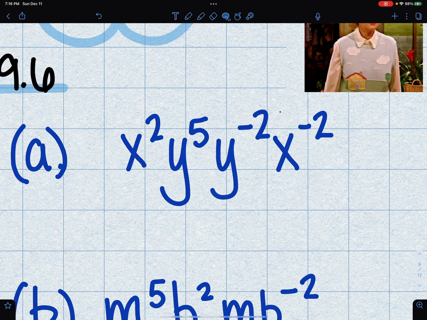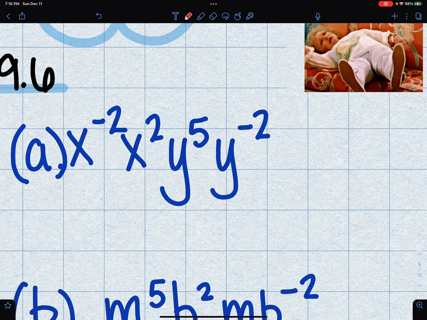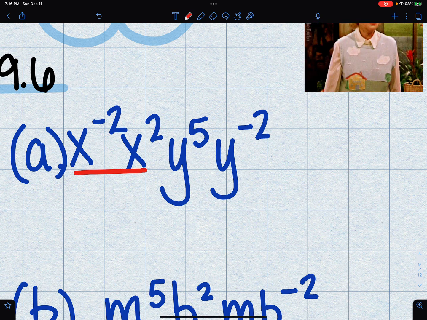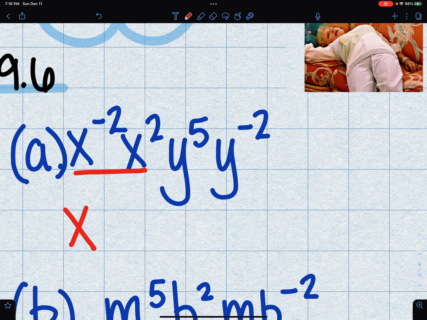this and rearrange it. So now it's a little easier. I've got my x's here. So x, and what's the power going to be? Negative 2 plus 2, so it's going to be 0.